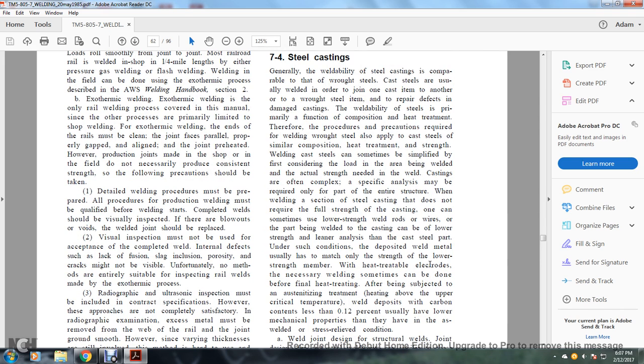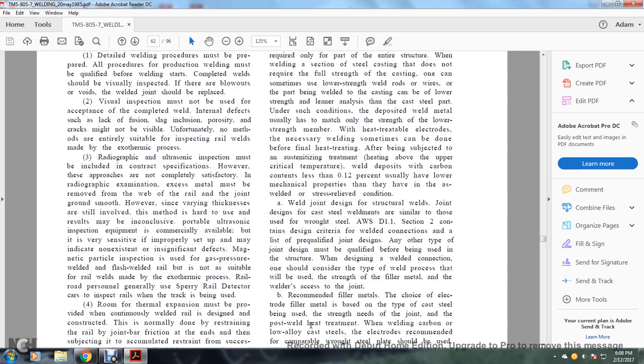With a heat treatable electrode, the necessary welding sometimes can be done before final heat treating. After being subjected to austenitizing treatment, heating above the upper critical temperature, weld deposits with carbon contents less than 12 hundredths of a percent usually have lower mechanical properties than they have in the as-welded or stress relieved conditions.